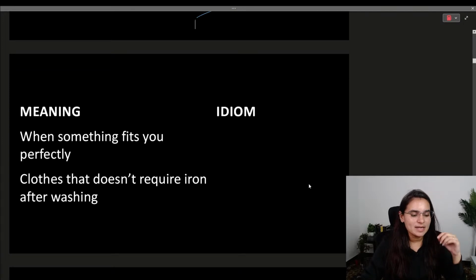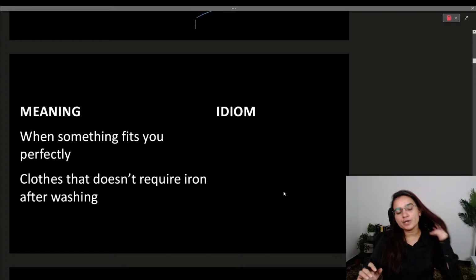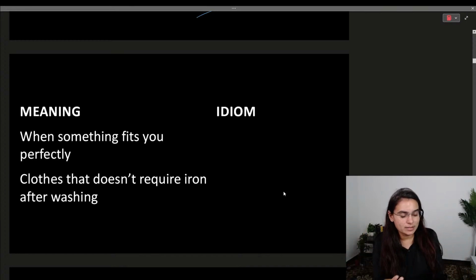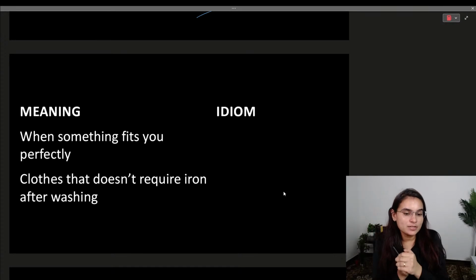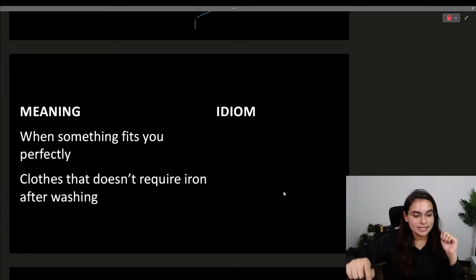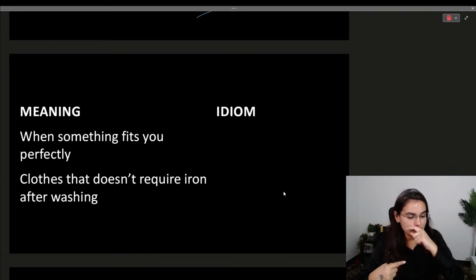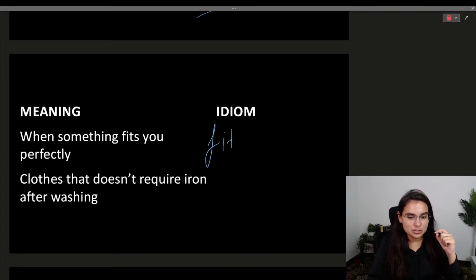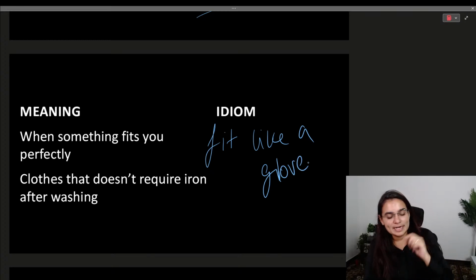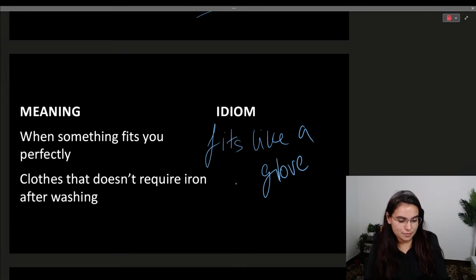The next question is when something fits you perfectly. Let's say your friend was wearing a pair of jeans and you wanted to try them for yourself. When you like those jeans and you try them, and they fit you perfectly as if they were your jeans, you can say that these jeans fit me like a glove. It means that something is fitting you exactly the way it should.